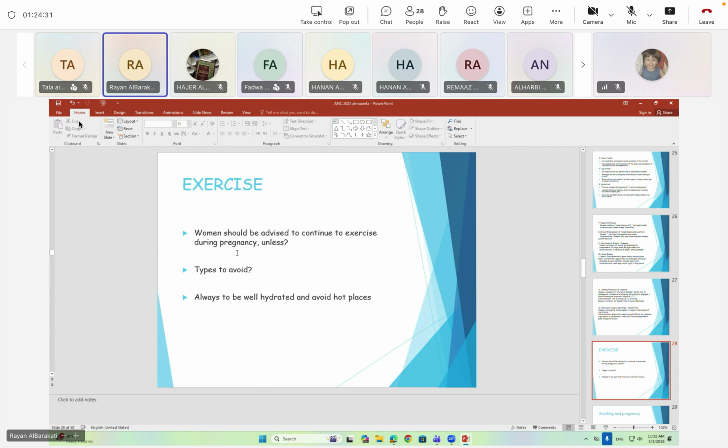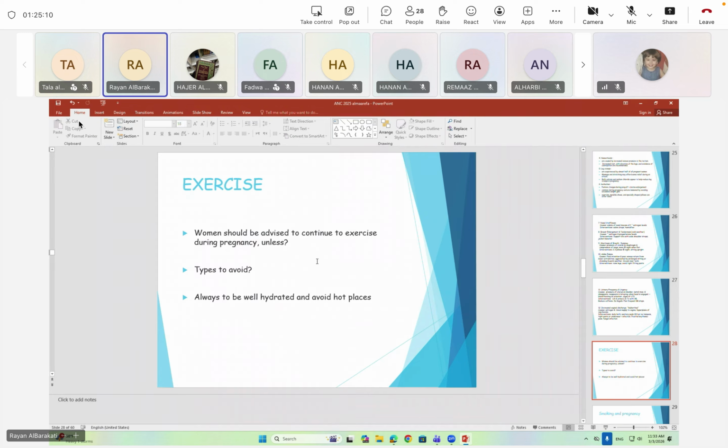For exercise, women should be advised to continue to exercise during pregnancy unless what? Those patients who have risk factors for abortion or having abnormal bleeding during pregnancy, patients who have risk of preterm labor or having complaints of preterm labor, having dynamic cervix or risk of having an open cervix, risk of preterm rupture of membrane. Those are not advised to have exercise.